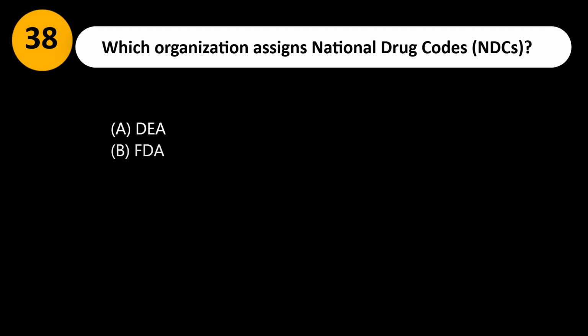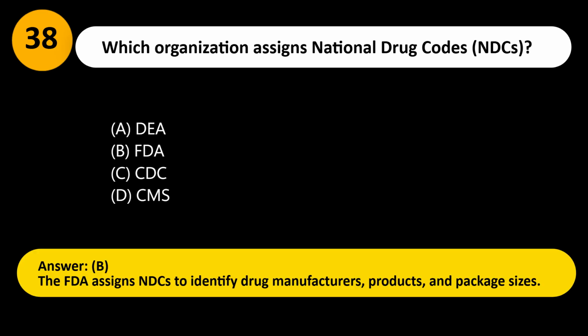Which organization assigns national drug codes, NDCs? A. DEA. B. FDA. C. CDC. D. CMS. Answer, B. The FDA assigns NDCs to identify drug manufacturers, products, and package sizes.